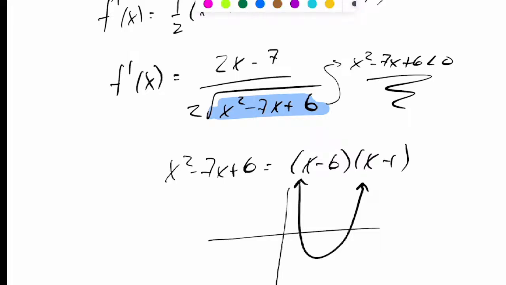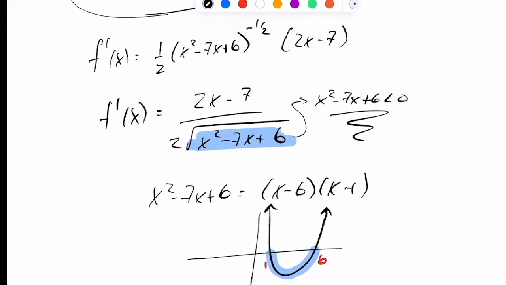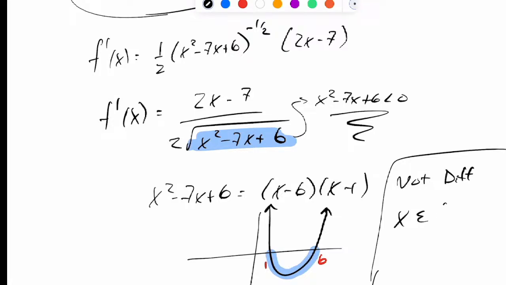And I want to know when this is strictly less than 0. That's from here to here, between the roots at 1 and 6. So this function is not differentiable when x is inside the interval 1 to 6. Notice I have open brackets on both endpoints. Between 1 and 6, strictly greater than 1 and strictly less than 6, you'd be taking the root of a negative number for your first derivative, so it's not differentiable there.